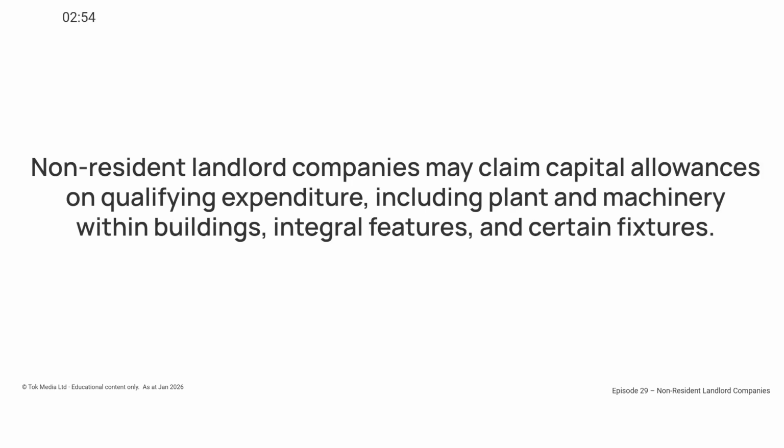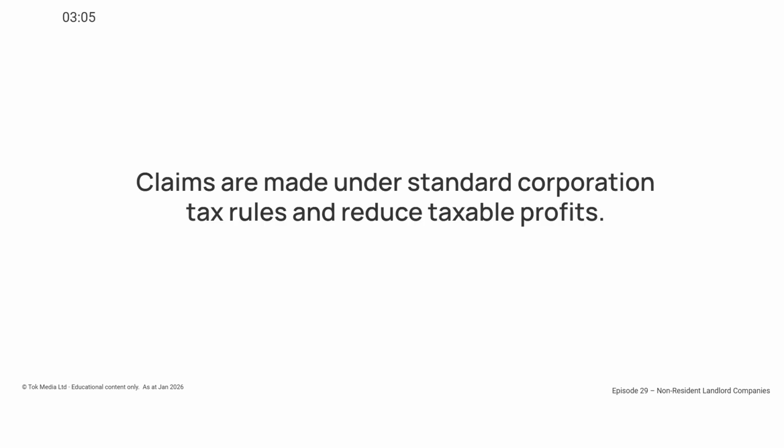Non-resident landlord companies may claim capital allowances on qualifying expenditure, including plant and machinery within buildings, integral features, and certain fixtures. Claims are made under standard corporation tax rules and reduce taxable profits.